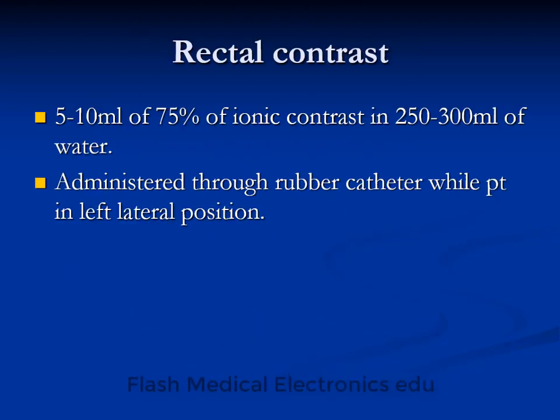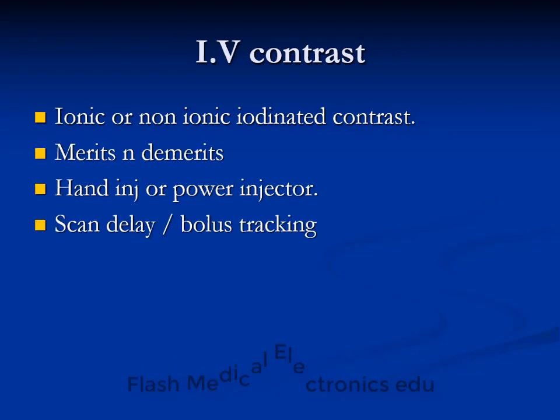Rectal contrast: 5-10 ml of 75% ionic contrast in 250-300 ml of water, administered through a rubber catheter while the patient is in the left lateral position. IV contrast: ionic or non-ionic iodinated contrast. Merits and demerits. Hand injection or power injector.